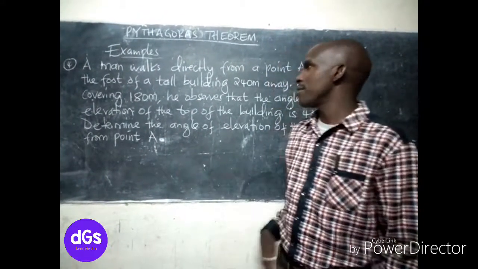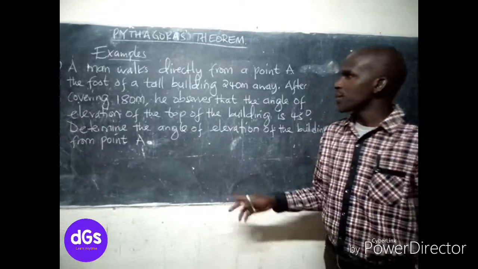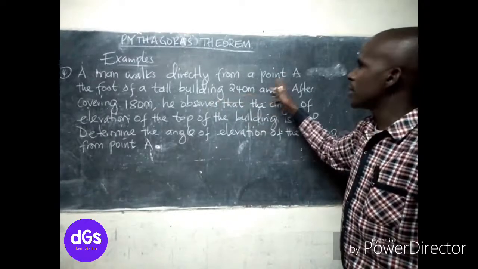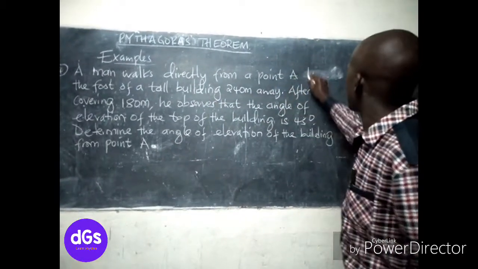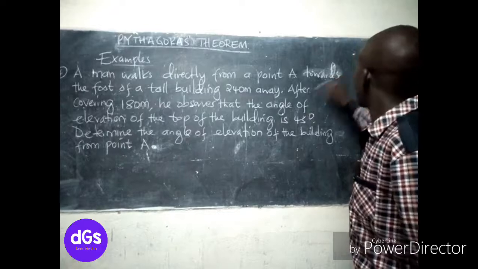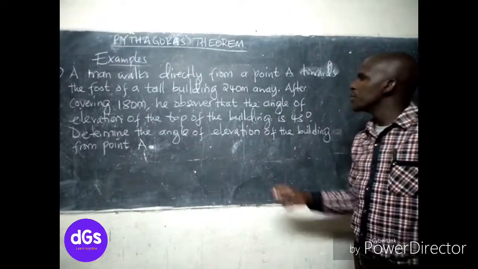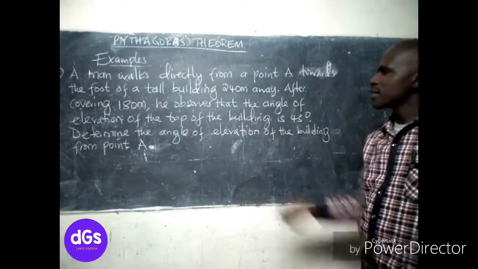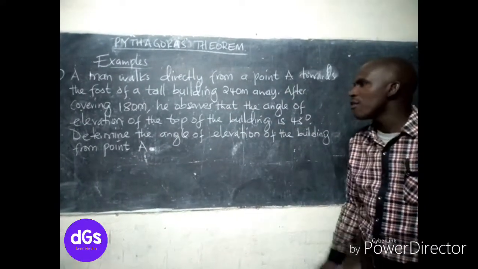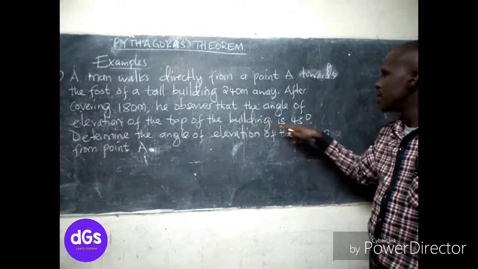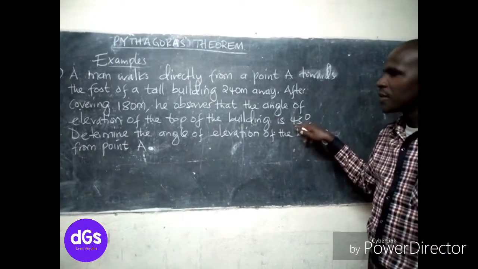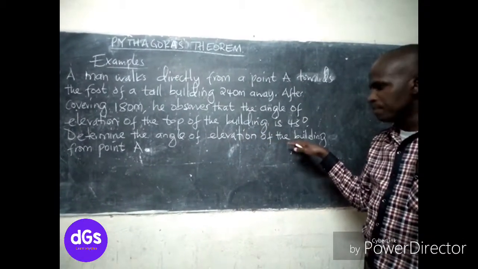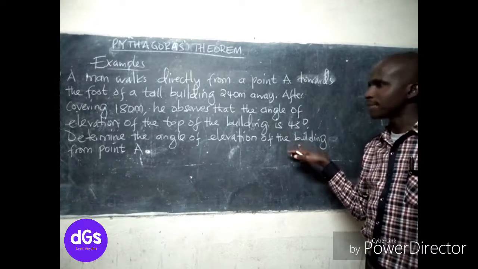Now, in our fourth example, we have this question here. A man walks directly from a point A towards the foot of a tall building. The building is 240 meters away. After covering 180 meters, he observes that the angle of elevation of the top of the building is 45 degrees. And then the question is, determine the angle of elevation of the top of the building from that point A.